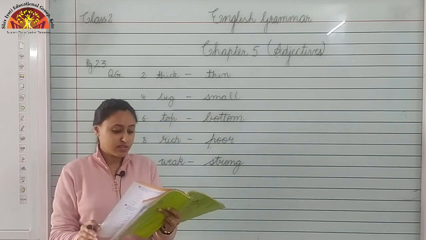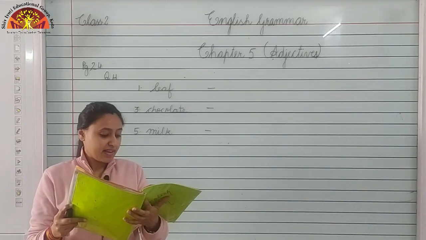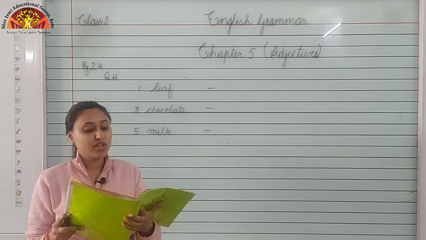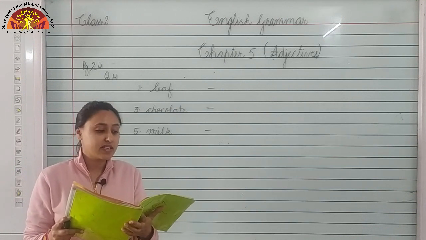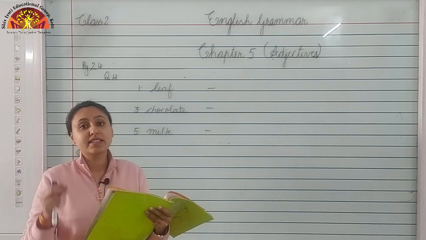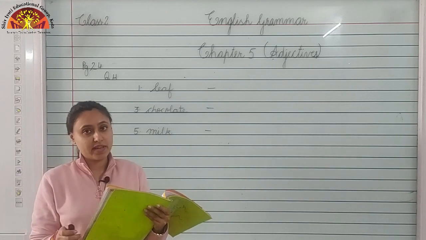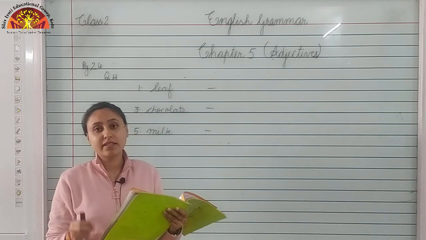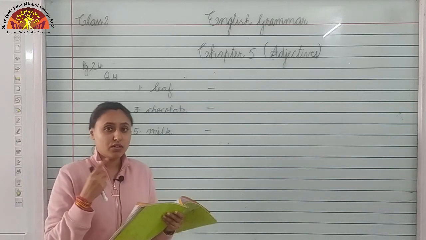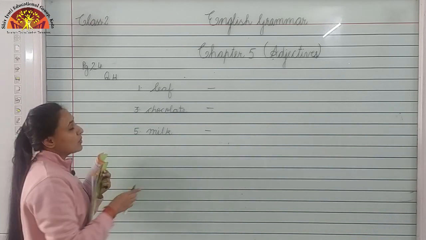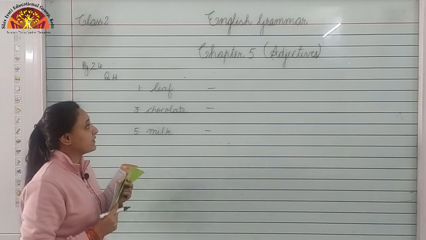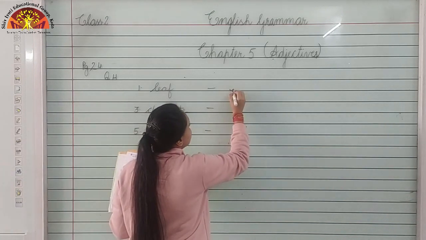Okay. Now we will turn to next question. Question H, page number 24. Write the names of the colors that are generally used to describe these things. So children, some things are given to you. You have to write correct color for them. Okay. We have already learned that we describe nouns through color also. Look here. Number 1 is leaf. So you have seen in garden. What is the color of leaf? Color of leaf is green.